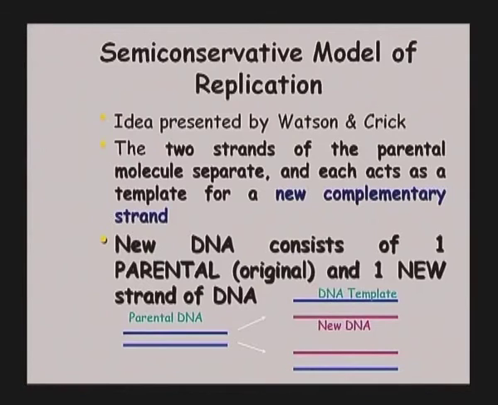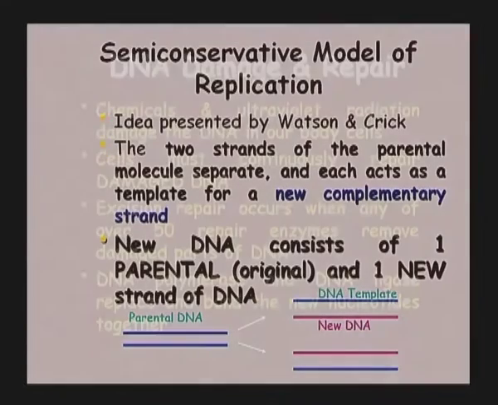This is the idea presented by Watson and Crick, that the 2 strands of the parental molecule separate and each acts as a template for a new complementary strand. New DNA consists of 1 parental original and 1 new strand of DNA, as shown here in the diagram, hence it is referred to as semi-conservative.